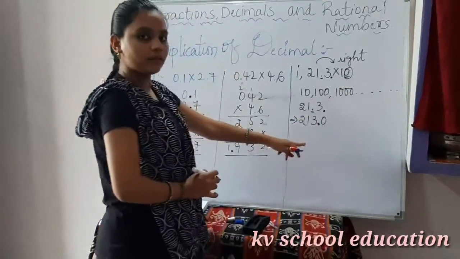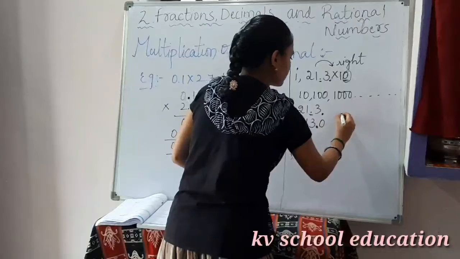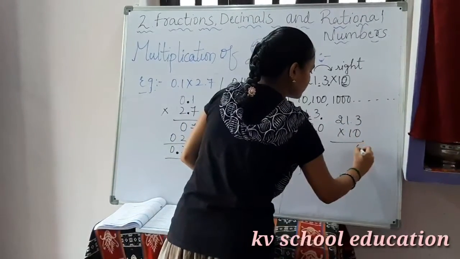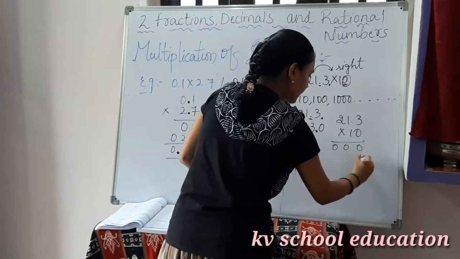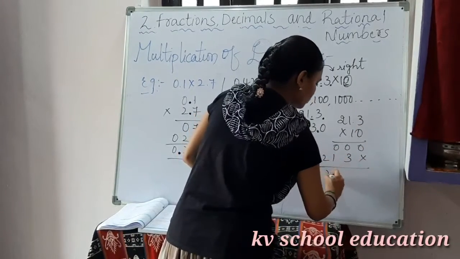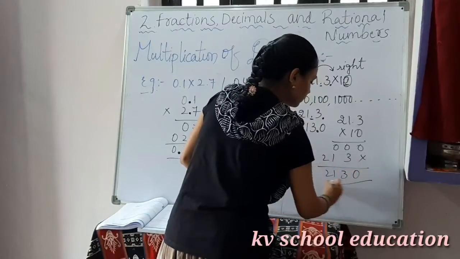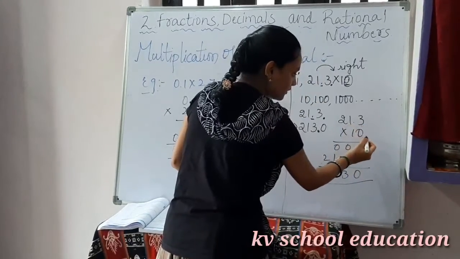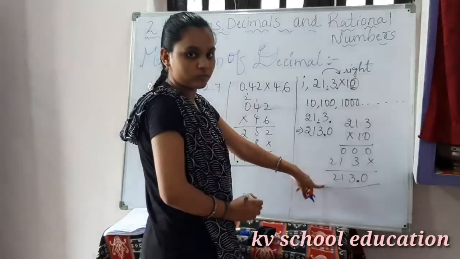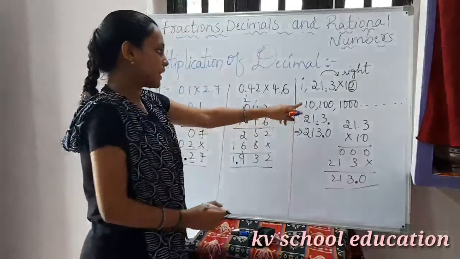If you multiply, we will get the same answer. We will check once. 21.3 times 10. 0 times 3 is 0, 1 times 3 is 3, 1 times 1 is 1, 1 times 2 is 2. So 2130, and the point is one digit. Here there is no point, so one digit. The answer is 213. Here also 213. So now we will check for 100.